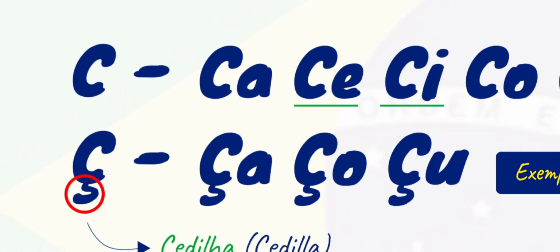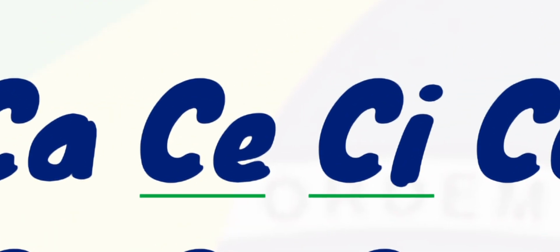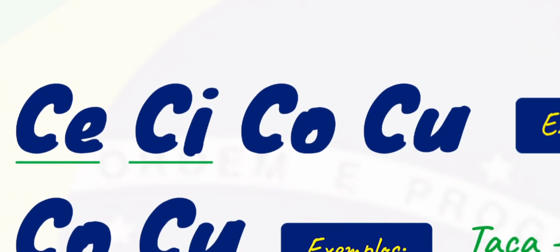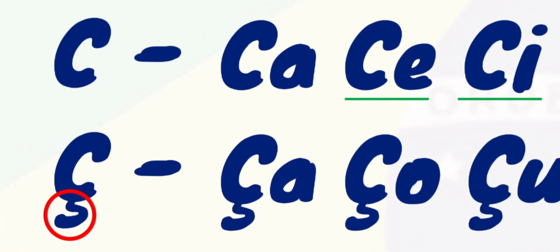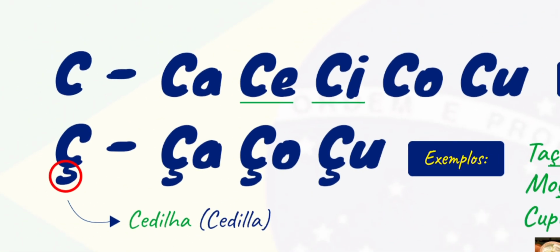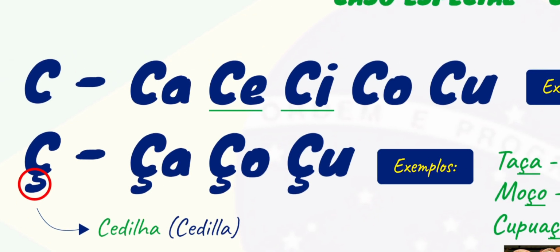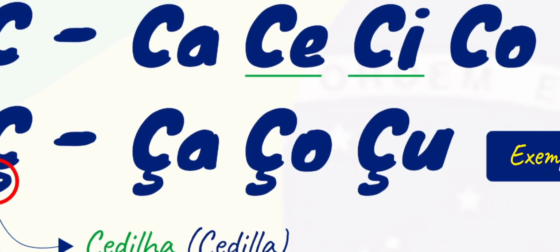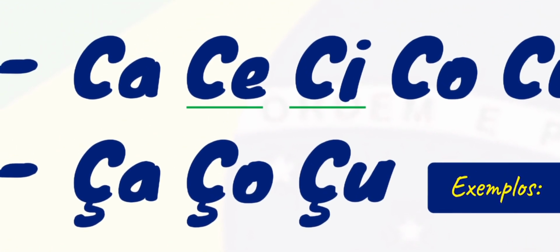So we have CE, CI, these ones, Se, Si, and when the Ka, Ko, Ku have the cedilha, they will pronounce like the others. So Sa, So, Su. So we have Ka, Se, Si, Ko, Ku. And with the cedilha, we have Sa, So, Su. And the CE and CI do not have the cedilha. They don't need cedilha because by themselves they represent the sounds.